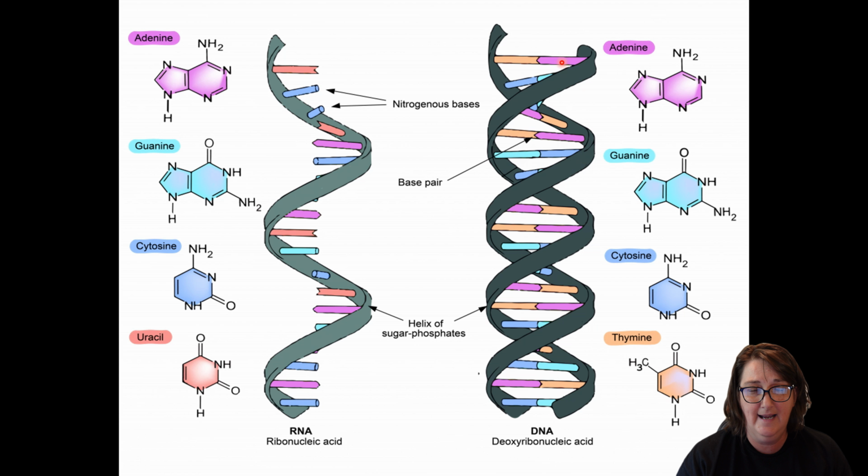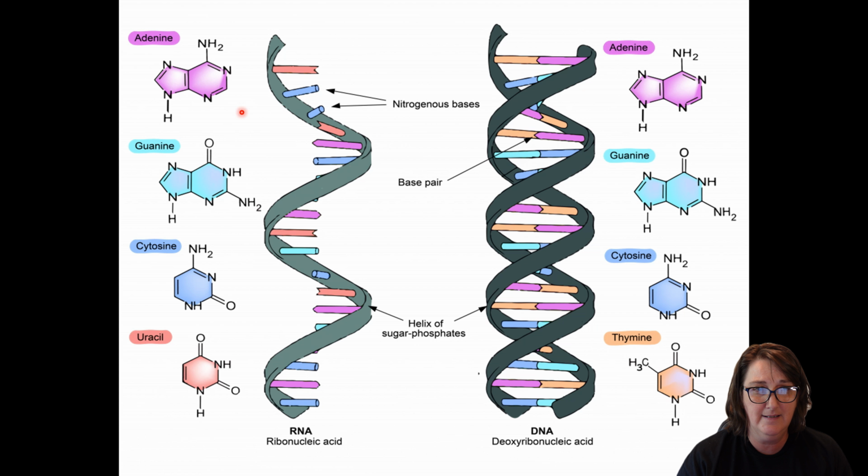Now I see DNA, a double helix. I have 2 strands with adenine, guanine, cytosine, thymine, so I know that this is DNA. Over here I have a single strand, so that's RNA, ribonucleic acid. And I can also tell because I have uracil. So this is letting me know this is RNA, and this over here is DNA.